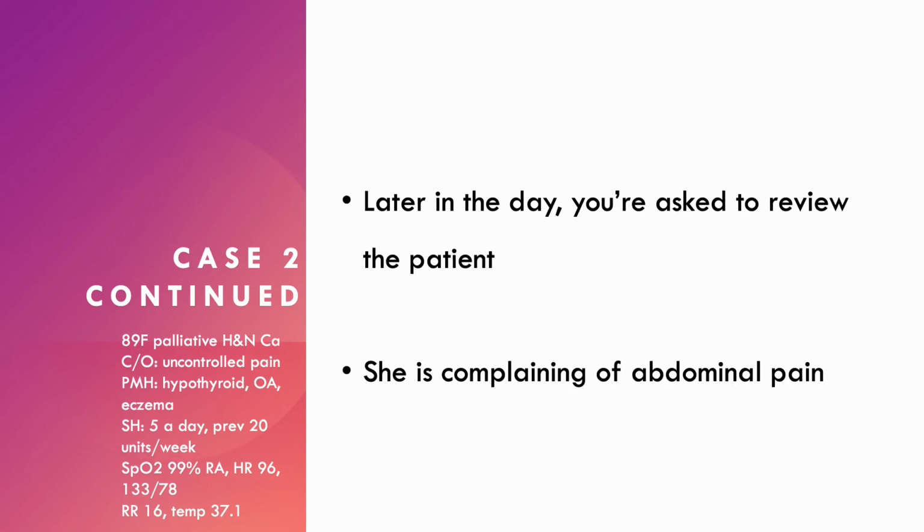So you're waiting on the patient's blood results to come back, and later in the day, you're asked to review the patient. She's complaining of some abdominal pain now. What do you think's going on? What causes of abdominal pain can you think that the patient may be having? She could be constipated from all the opioids that she's been taking, and it's really important to think about potential causes of pain. Ask the nursing staff to get some observations while you make your way over to see the patient.